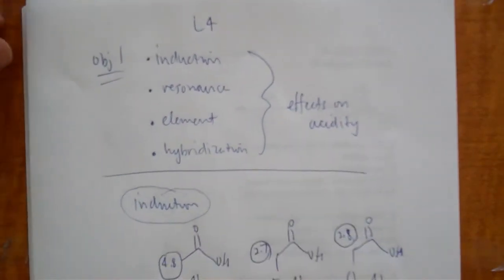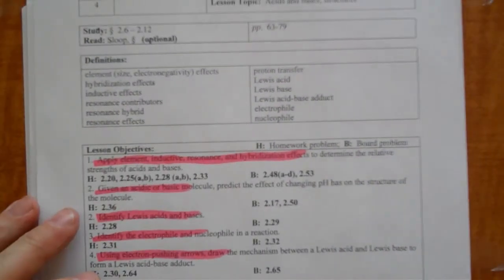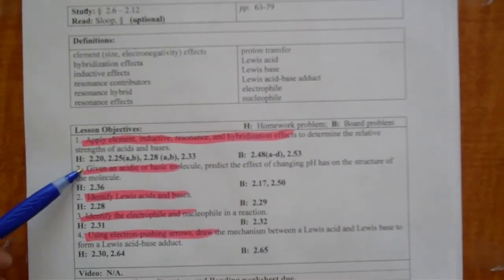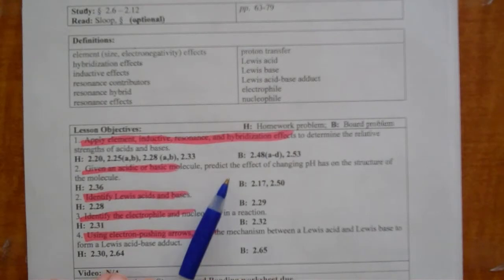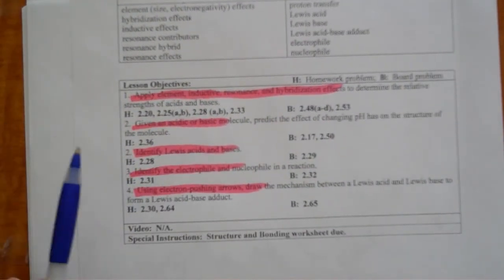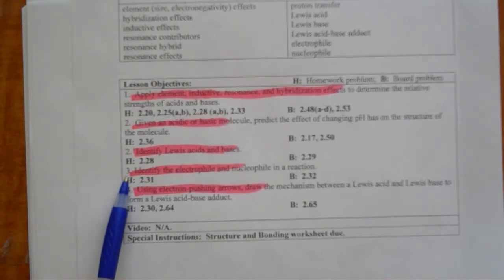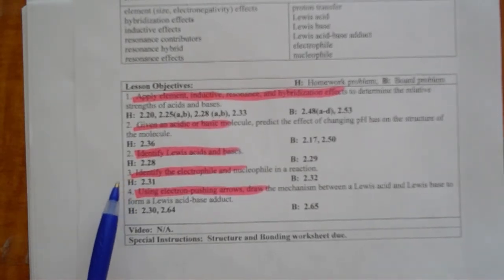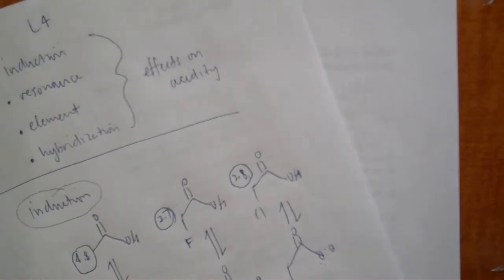That's all I'm going to cover for lesson 4. The rest of lesson 4 is things we've already covered in other ways. Given an acid or basic molecule, predict the effect of changing pH on the structure of the molecule, which we've done here. Identify Lewis acids and bases, which we did in a previous video. Identify electrophile and nucleophile in a reaction. You know what? We haven't done that. I'm going to add that here.